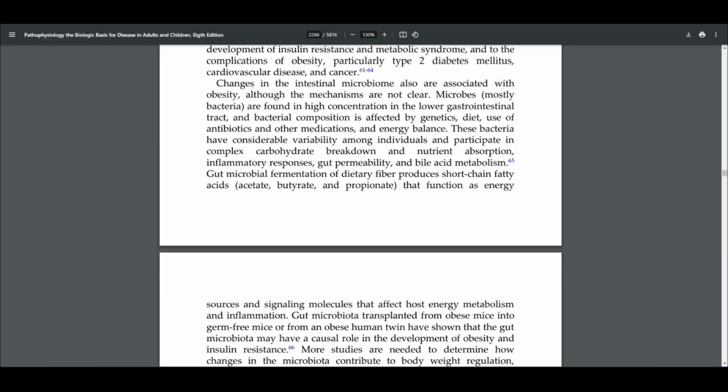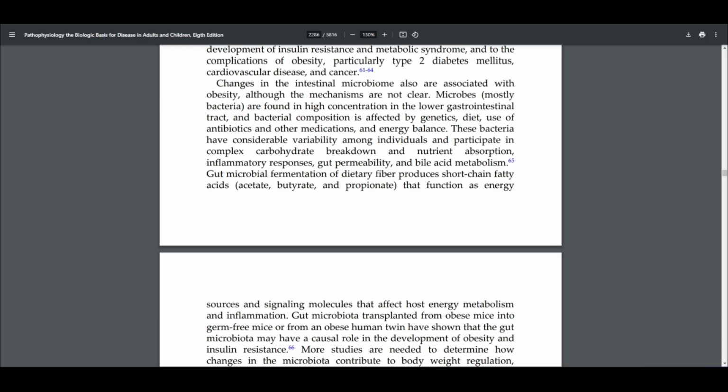Changes in the intestinal microbiome also are associated with obesity, although the mechanism is not clear. Microbes are found in high concentration in the lower gastrointestinal tract, and bacterial composition is affected by genetics, diet, use of antibiotics and other medications, and energy balance. These bacteria have considerable variability among individuals and participate in complex carbohydrate breakdown and nutrient absorption, inflammatory responses, gut permeability, and bile acid metabolism.